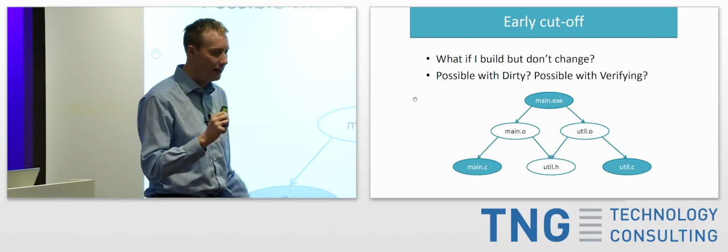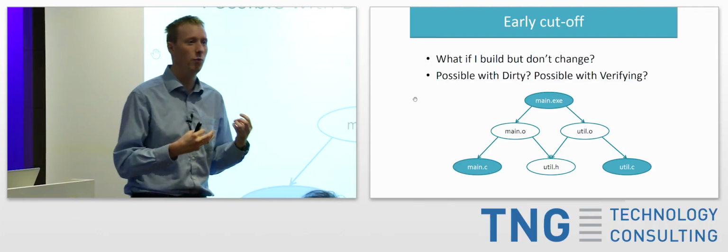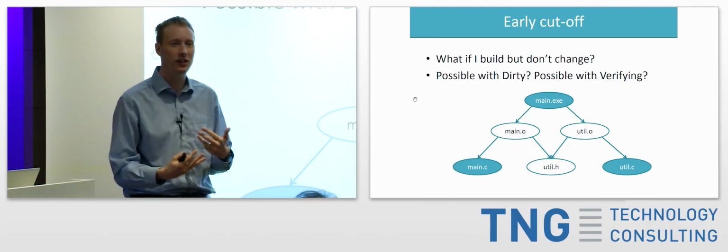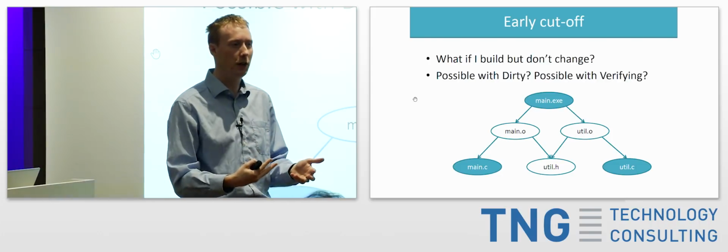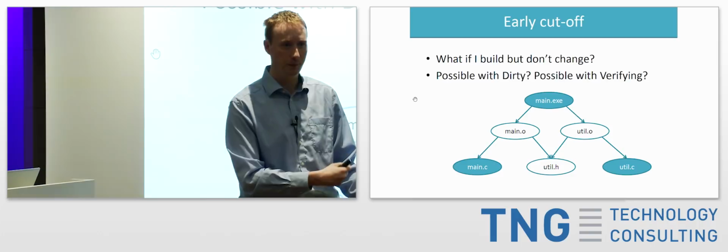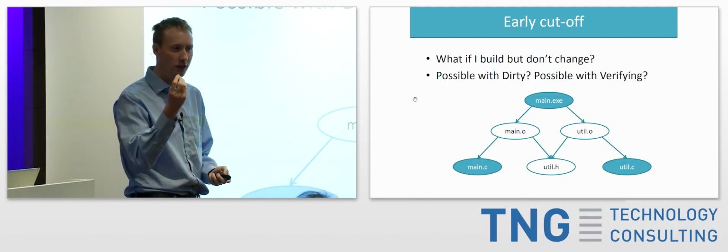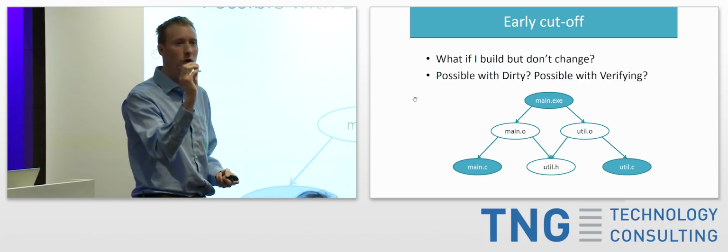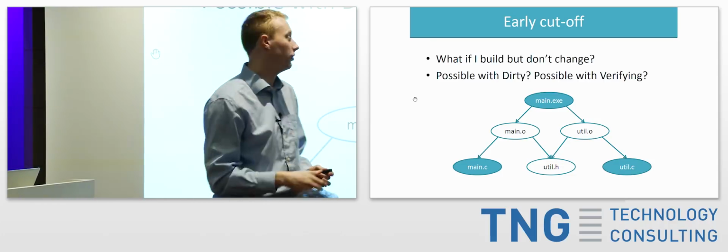So it turns out one of the most interesting properties about deciding whether an action is necessary to run is what happens if something runs but doesn't change value. And this is the property of early cutoff. If something runs and doesn't change, do you continue building the things that depended on it? If you don't, you have early cutoff.